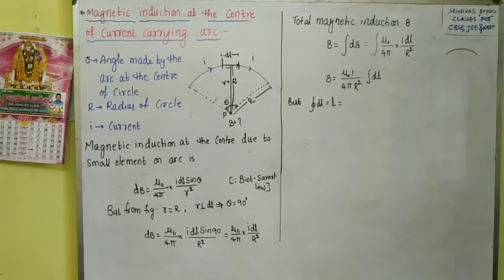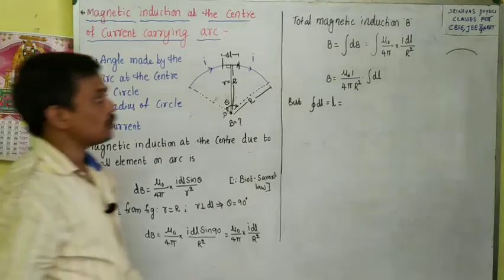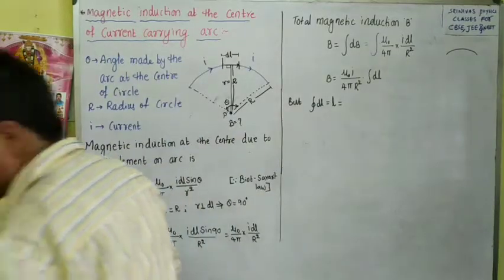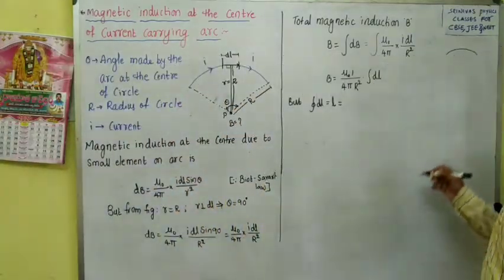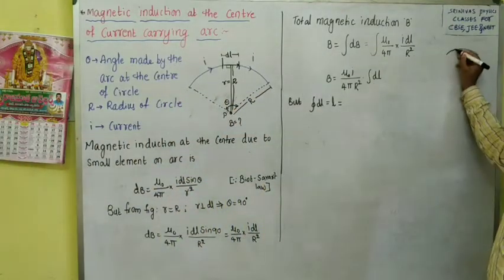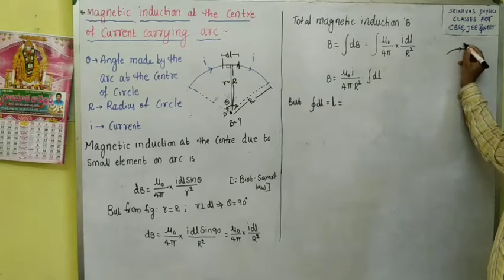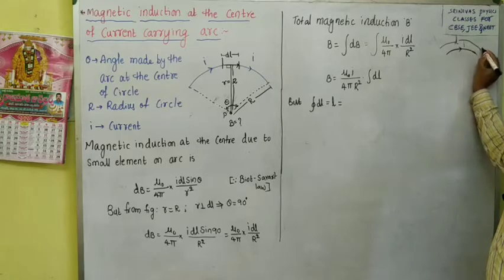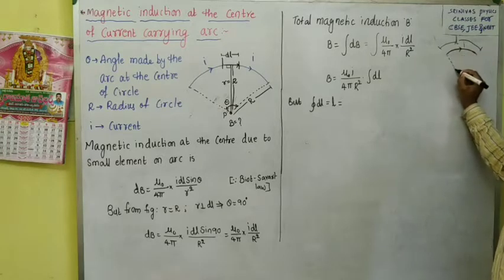If the arc makes an angle theta at the center, how do we find the relation between the length of the arc, the radius and the angle? Look here, this is an arc carrying current I, and the arc length is L. This makes an angle theta at the center.